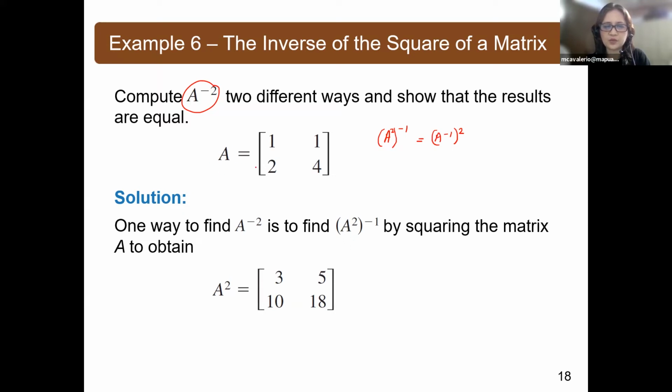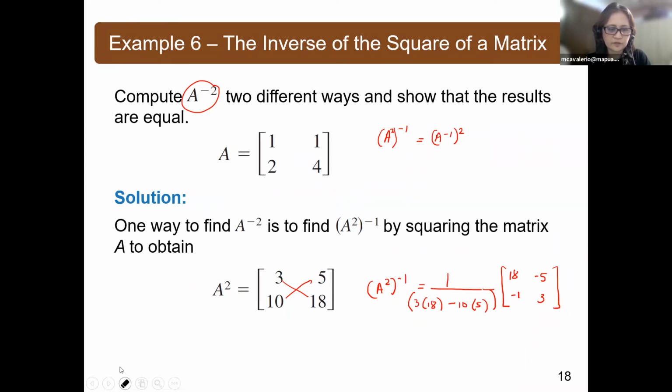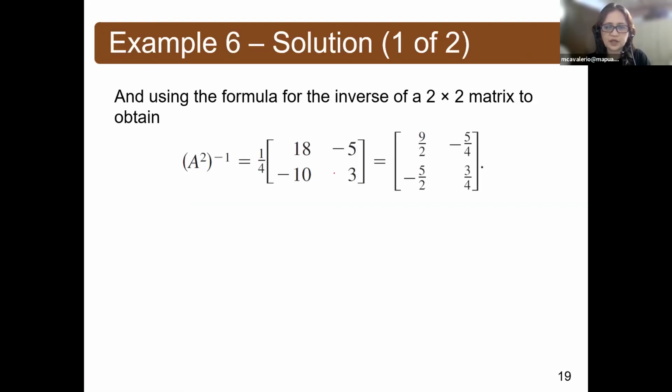So first of all, we need to find A square. So A square is equivalent to 3, 5, 10, and 18. And after finding A square, we only need to find its inverse. So the inverse of A square will be 1 over the product of these two, that is 3 times 18 minus the product of this one, which is 10 times 5. And then we multiply this 1 over 3 times 18 minus 10 times 5 with the matrix wherein we interchange 18 and 3, and then we apply the sign opposite to 5 and 10. And you can just simplify that one. So simplifying, we will have 9 halves, -5/4, -5 halves, and 3/4.